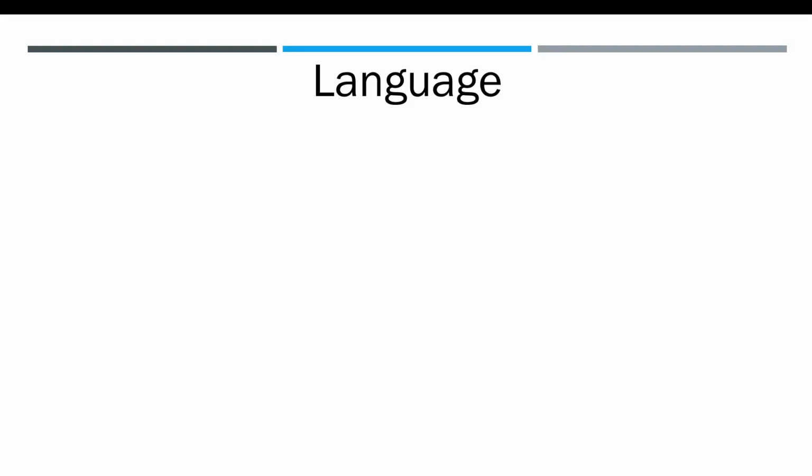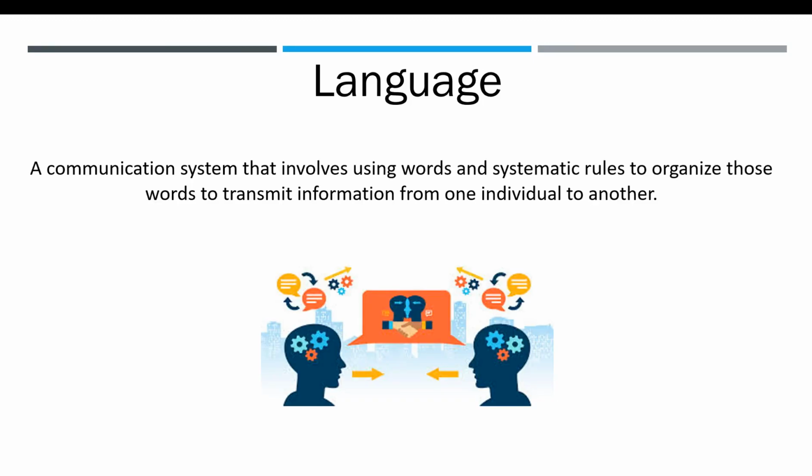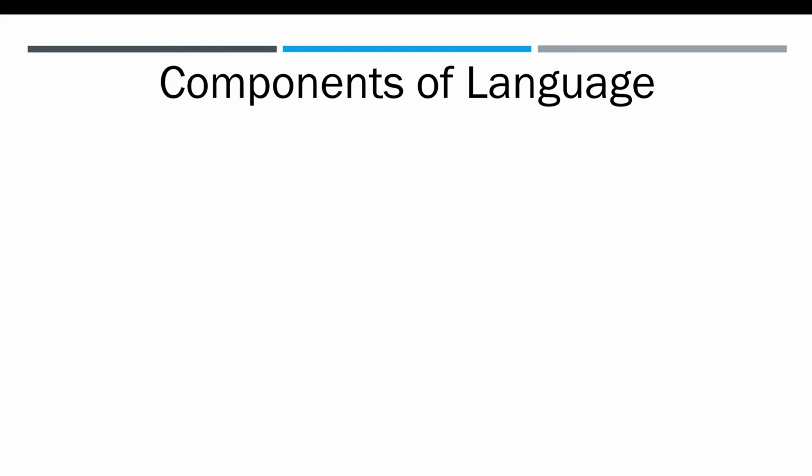The next topic about thinking and cognition is language, which is a communication system that involves words and systematic rules to organize those words in order to transmit information from one individual to another. And first, when learning about language, we need to understand the basic components of language.